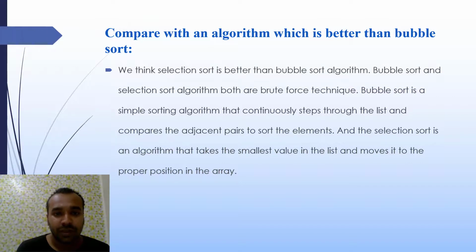Now I am going to talk about an algorithm which is better than bubble sort. We think selection sort is better than the bubble sort algorithm. We know that bubble sort and selection sort are both brute force techniques. Bubble sort is a simple sorting algorithm that continuously steps through the list and compares adjacent pairs to sort the elements. And selection sort is an algorithm that takes the smallest value in the list and moves it to the proper position in the array.